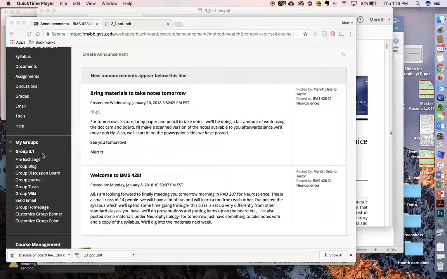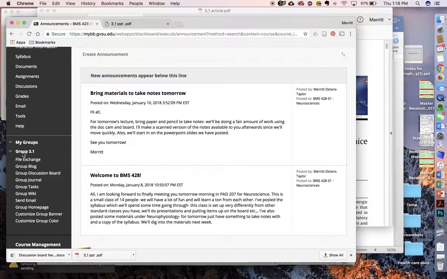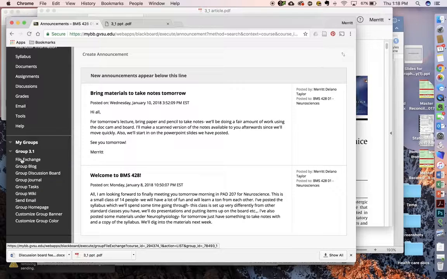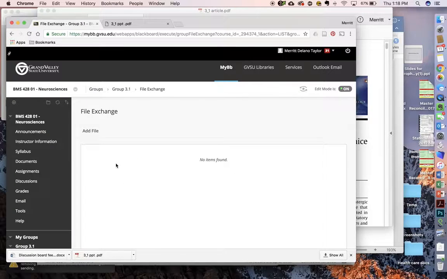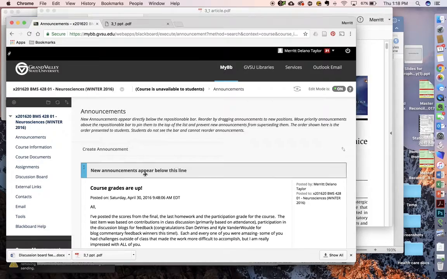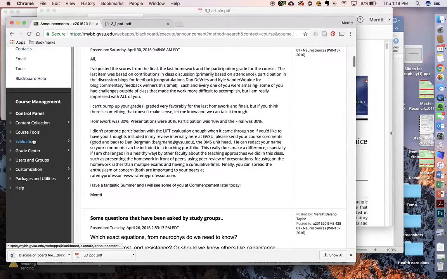So how do you get to that? Well, under My Groups, you'll have a full list of the groups there, including this one that has 3.1. And so you can just click on that, and then you can just go to Group File Exchange, and then under there, they'll have a couple of files that are listed that you can download. So just as an example of what they did back in the day.